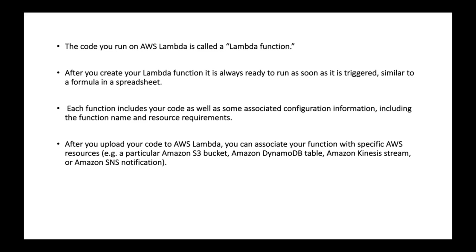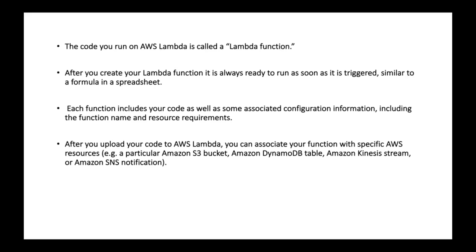The code you run on AWS Lambda is called a Lambda function. After you create a Lambda function, it is ready to use right away. It is like a formula in an Excel sheet. You really don't have to wait for a long time. The moment you create the code, if the event is triggered, the code will be executed right away.